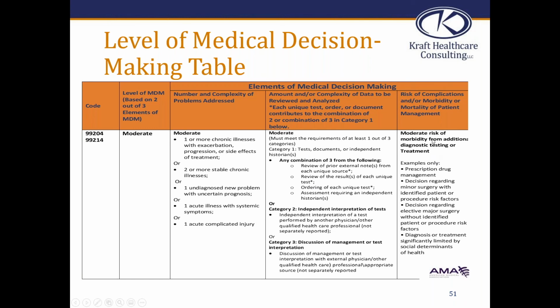And then you've got your moderate risk. Examples are prescription drug management, decision regarding minor surgery, decision regarding elective major surgery, diagnosis or treatment significantly limited by social determinant of health. That's what we talked about a few minutes ago when I was telling you that social determinant of health comes into play. If you've got an elderly couple or elderly person with no support system, that comes into play in how you can treat certain conditions and what you treat them with.